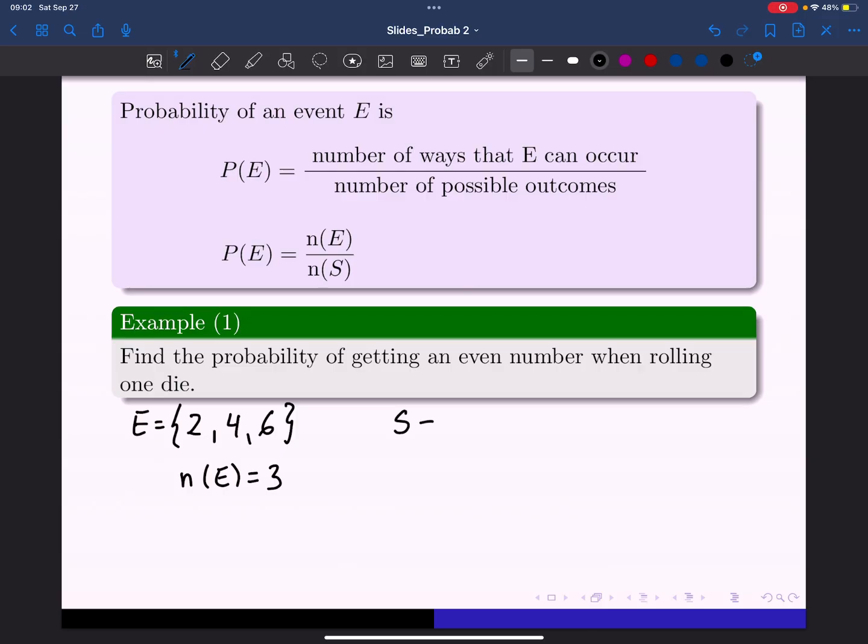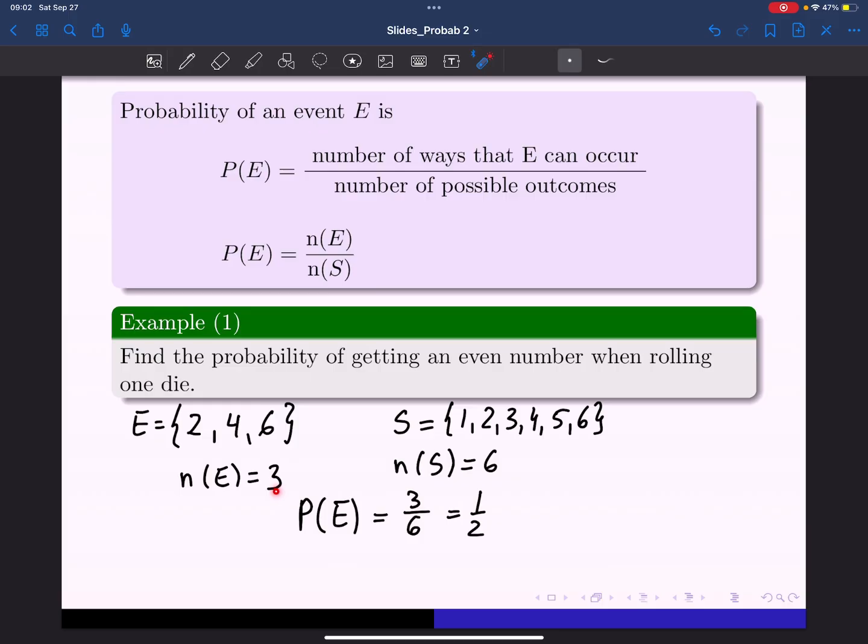Now my sample space would be all the possible outcomes. If we roll one die, what can we get? We can get 1, 2, 3, 4, 5, or 6. How many elements do we have? We have 6 elements. So the number of elements in the sample space is 6. Now the probability of that event E is going to be 3 divided by 6, which is 1/2.